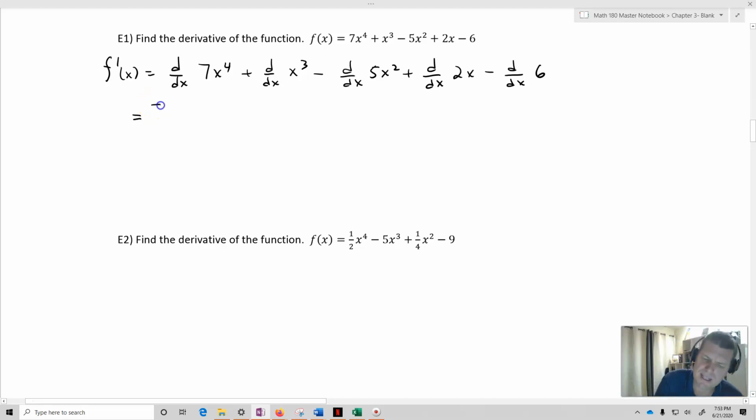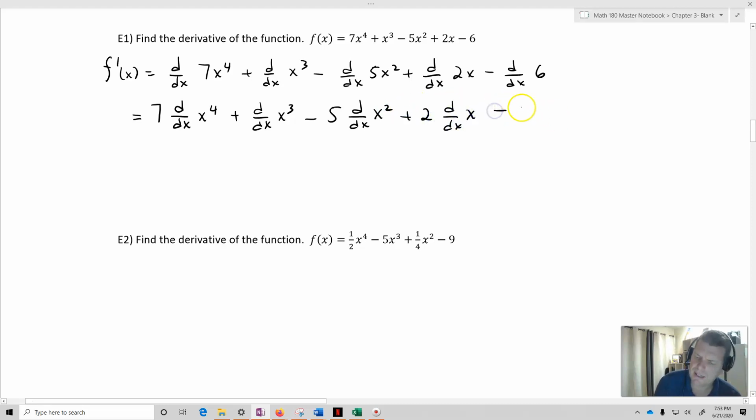Okay, so this is now 7 d dx of x to the fourth plus d dx of x cubed, it doesn't have any constants in there, minus 5, the derivative of x squared, plus 2 times the derivative of x, minus, and this is just going to be 0, right? The derivative of 6 is 0 because it's constant. Okay, that's a constant. 0.